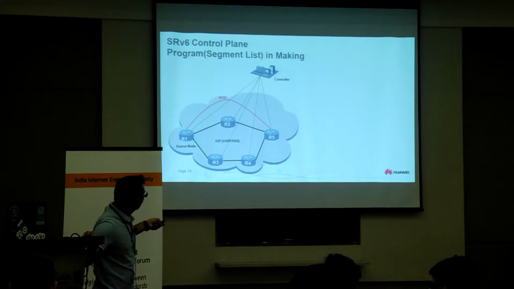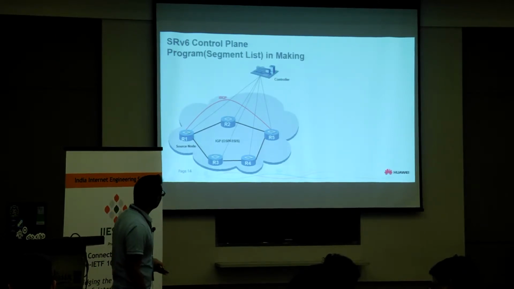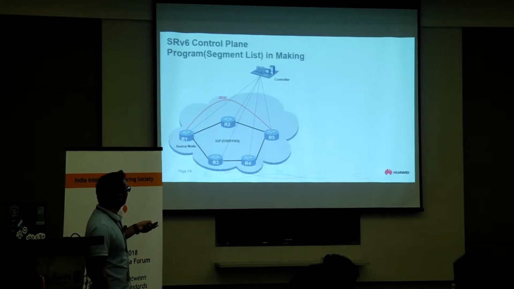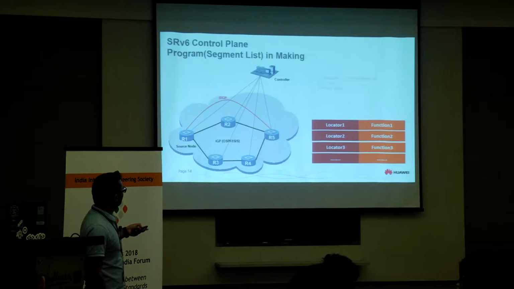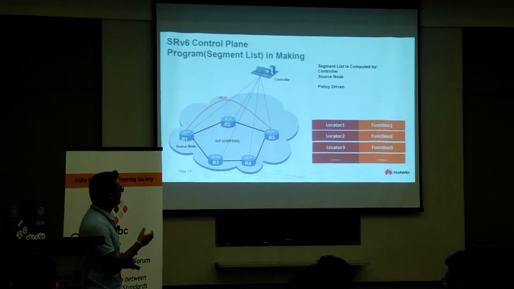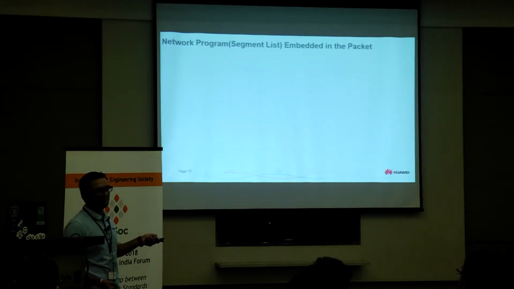Now the segment list could be done by the controller, or could be computed by the source node, or it could be static. So this is the program, a list of functions, a list of my SIDs. Now we see how the packet is forwarded based on this program or segment list.